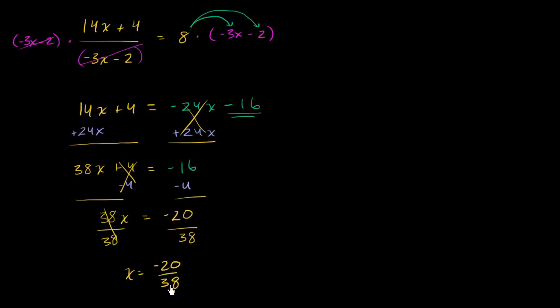Both the numerator and the denominator are divisible by 2. So let's divide the numerator and denominator by 2, and we get -10 over 19. x is equal to -10 over 19. And we are done. I encourage you to validate this for yourself.